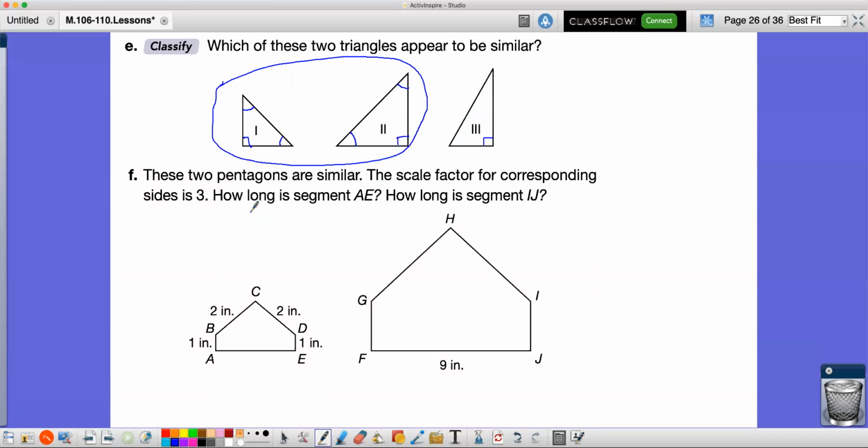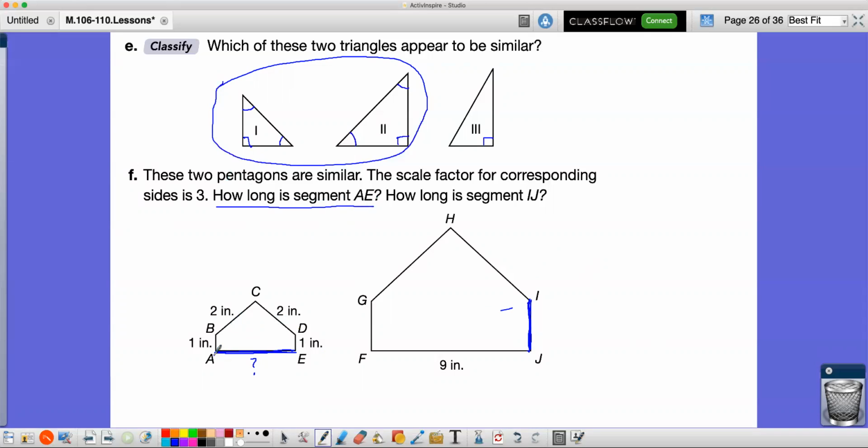Letter F, these two pentagons are similar. The scale factor for corresponding sides is 3. How long is segment AE and how long is segment IJ? So we're looking for segment A to E. How long is this segment? And we're also looking for I to J on this one, on this side. Okay, so what do we have to look at? So let's start with this question. How long is segment A to E?